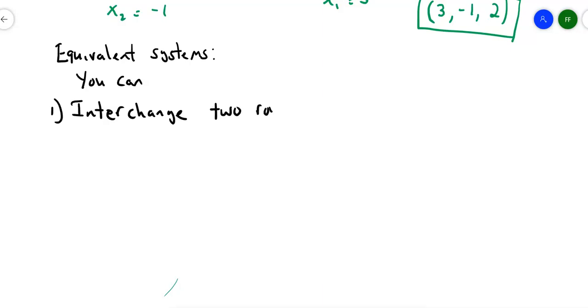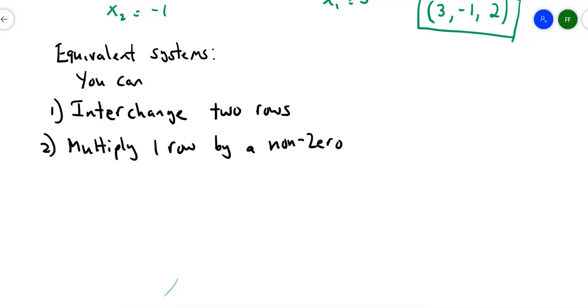So in my example above, I could have switched row 2 and row 3. I could have put the one with 3 equations down the bottom and the one with 2 equations at the top, and it wouldn't have made a difference. I would have still gotten the same solution. So I can interchange 2 rows. I can multiply an equation by a non-zero constant. So multiply 1 row by a non-zero constant.